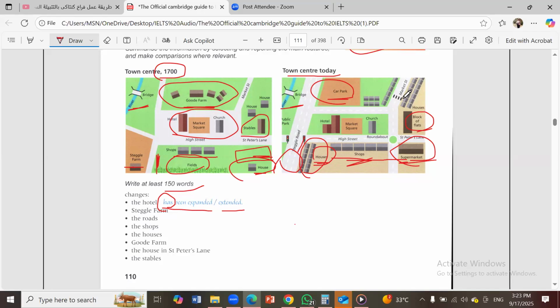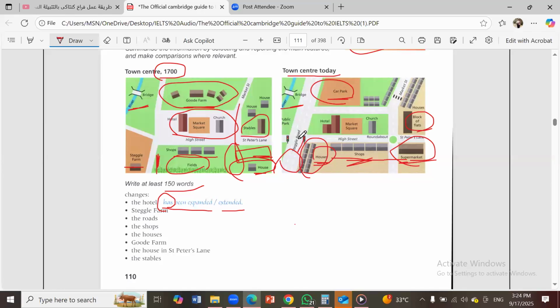Besides, Market Street became wider than before. Wider, yes, than before. And it has an open end, which was closed before. Open end, or it became straight and longer than before, because here it was closed.